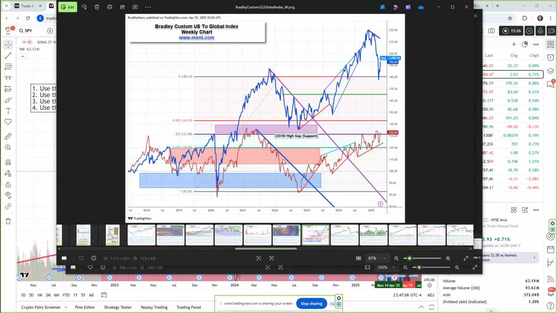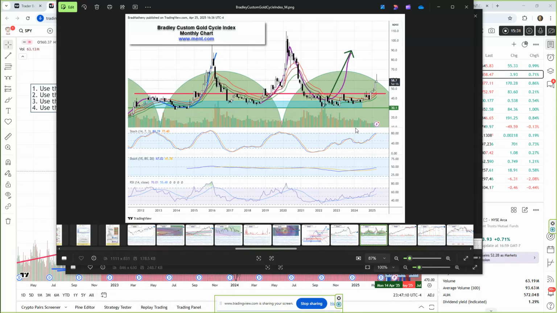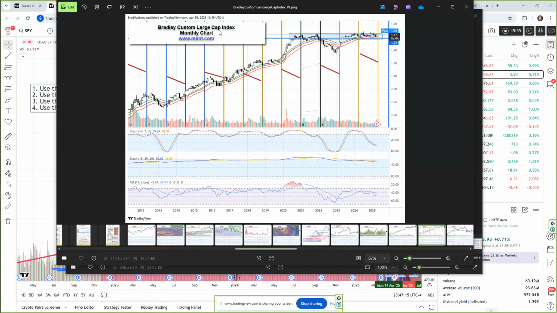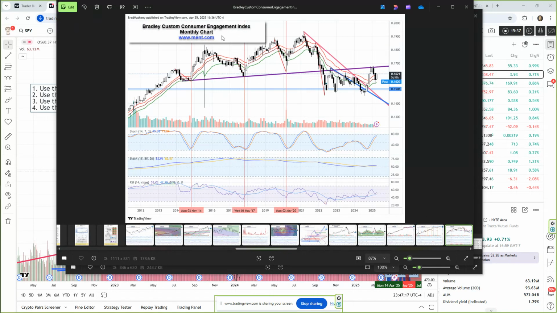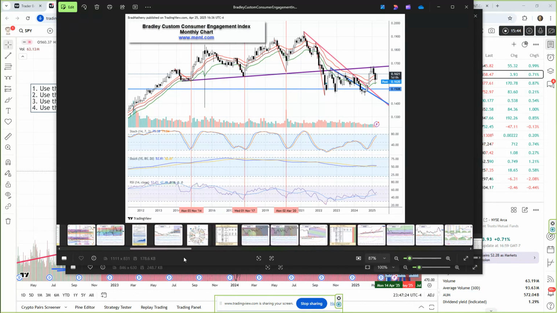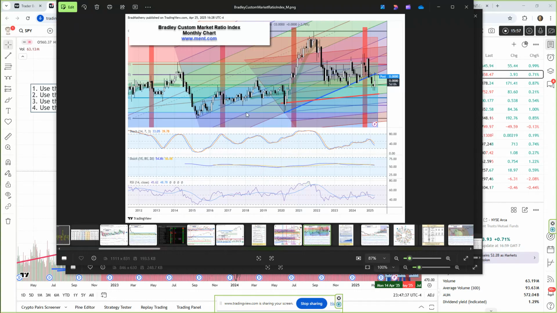We have the US to global index. We have the tech ratio index. We have the gold cycle index. We have the global asset index. We have the large cap index. And we have the consumer engagement index. All of these and more, there's even more that I'm not showing you, are part of the weekly work that I do that gives me an idea of how the markets are working. Every single one of these is like a gauge on the dashboard that I use to try to figure out what's going on in the markets.